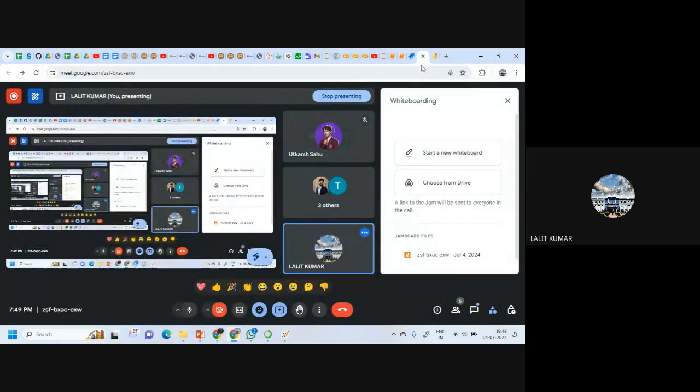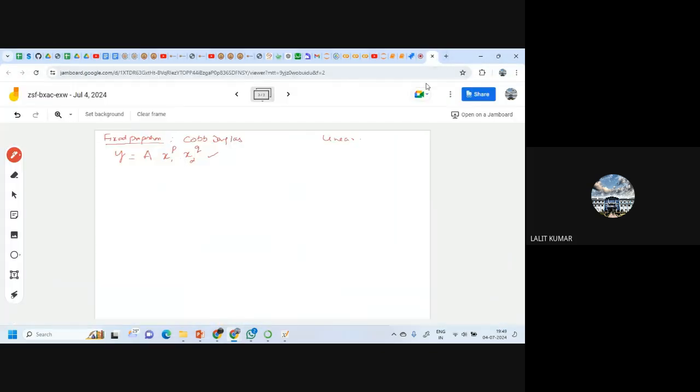So the Cobb-Douglas function looks like y is equal to A, where A is a constant, times x1 to the power P, times x2 to the power Q. Here we take a simple example, for example capital and labor, and these are P and Q.